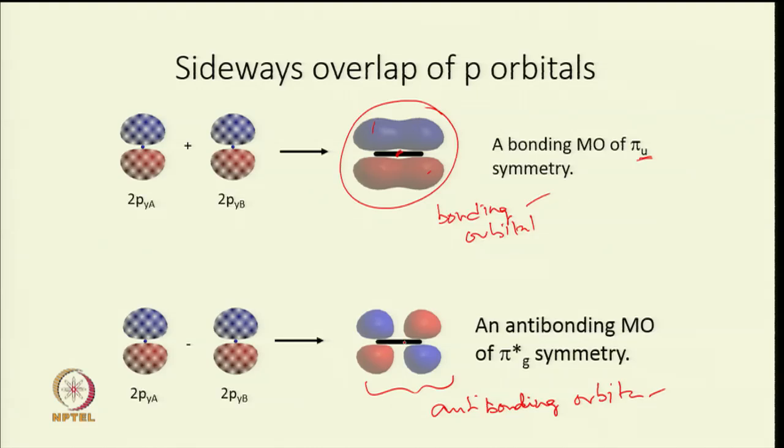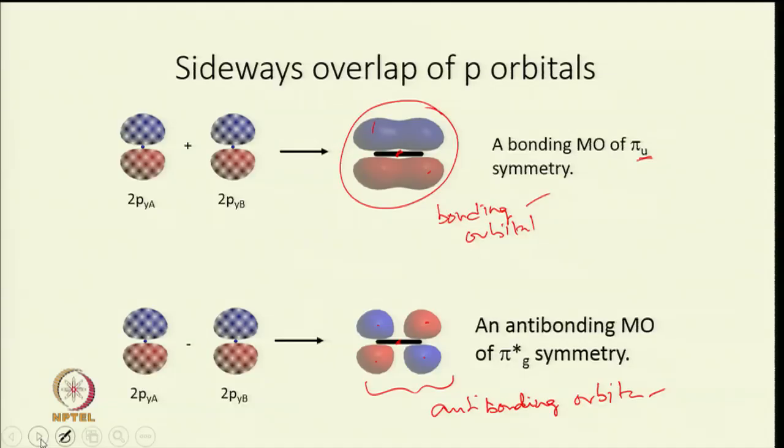Whereas, if you look at anti-bonding, you see that this lobe and this lobe are the same. So it is symmetric with respect to center inversion, and that is why your pi anti-bonding orbitals are gerade, whereas pi bonding orbitals are ungerade.